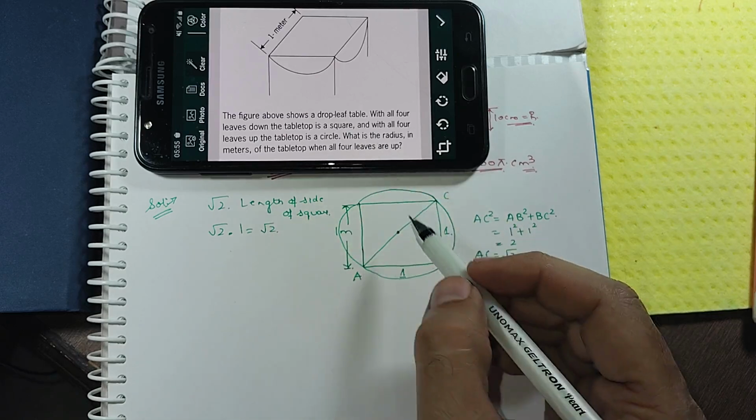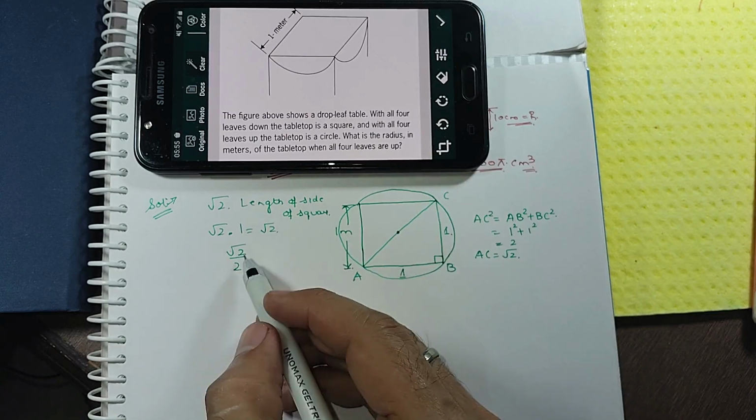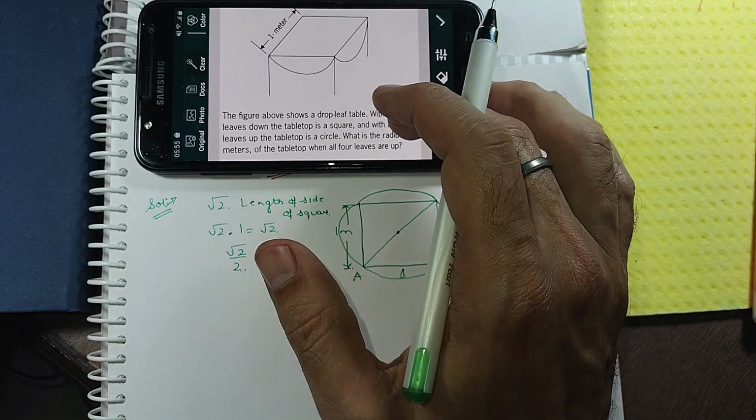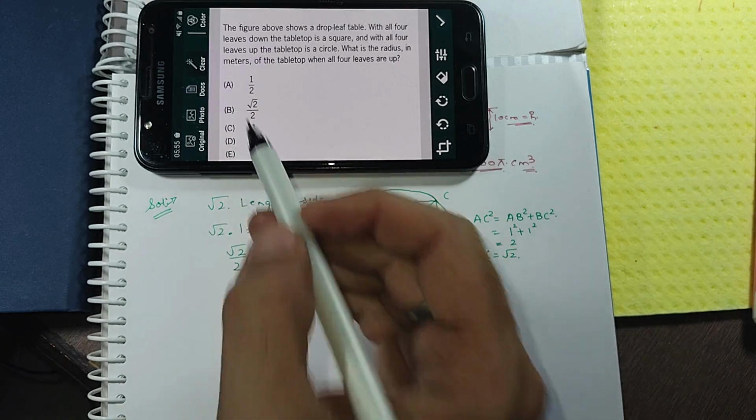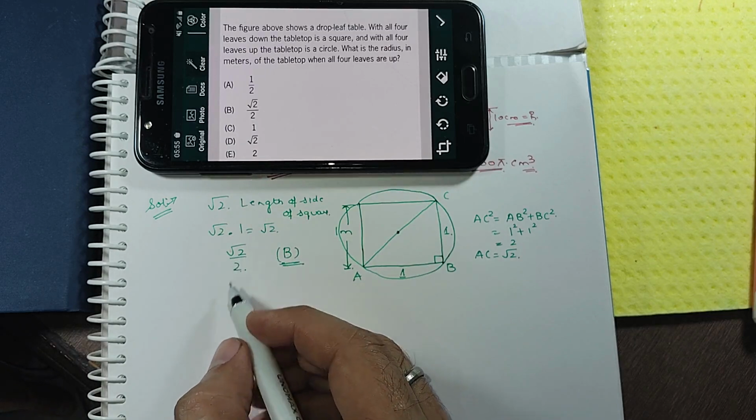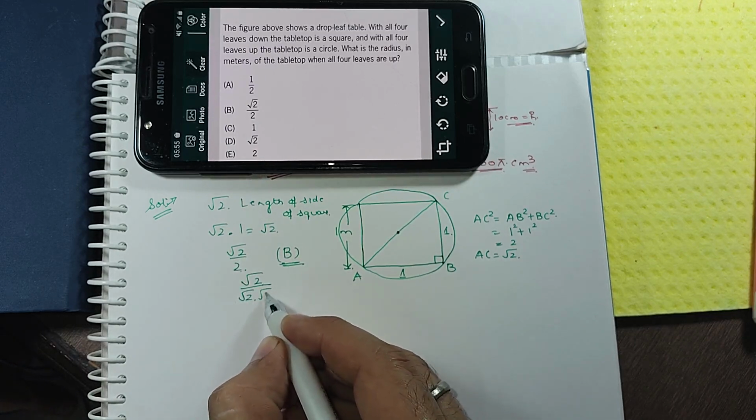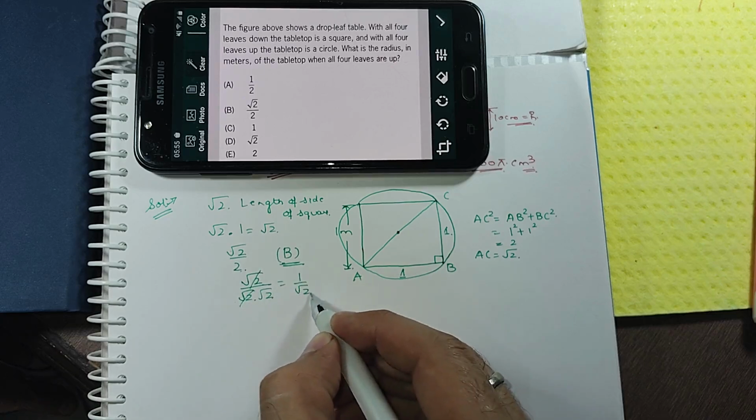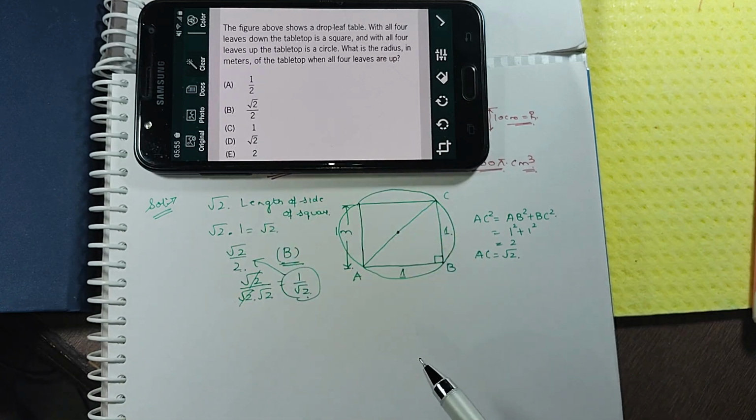We have been asked the radius. So radius will be half of this. So this will be √2 by 2. If √2 would have been in the denominator, we would have rationalized it. We will now look for the option. So option B is the right option. Or if this doesn't appear to be the option, the other option would be, now we can simplify it, √2 upon √2 into √2. So in that case this will be 1 by √2. So this is equivalent to √2 by 2. So option B is the right option here.